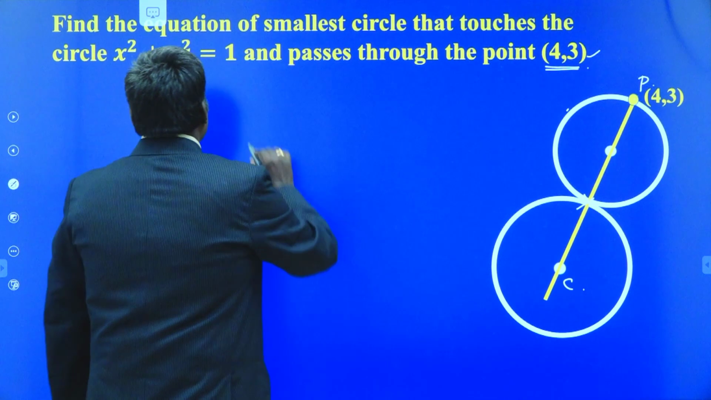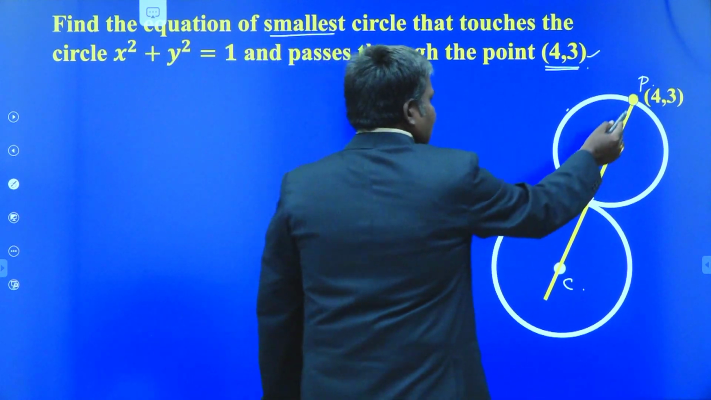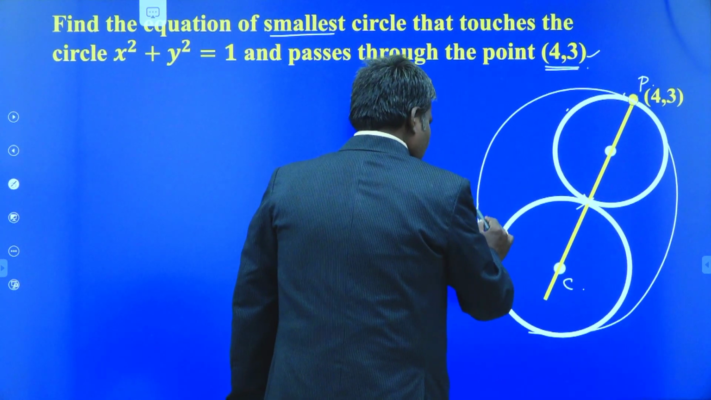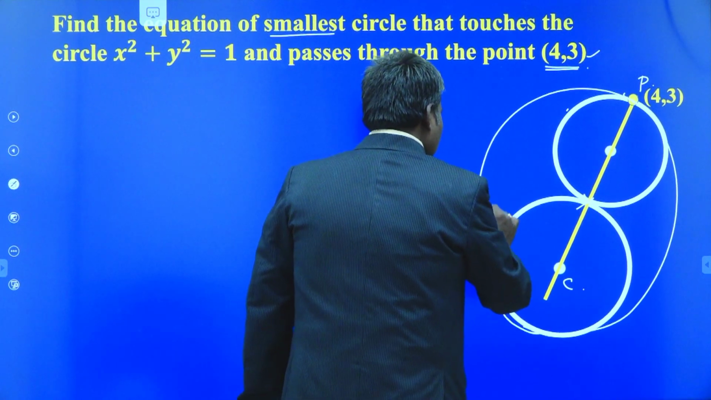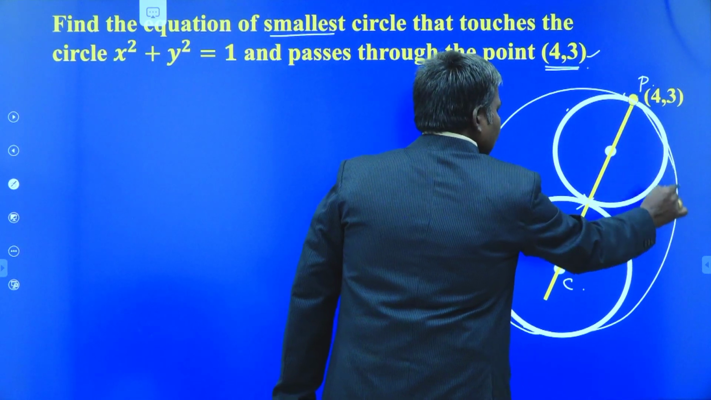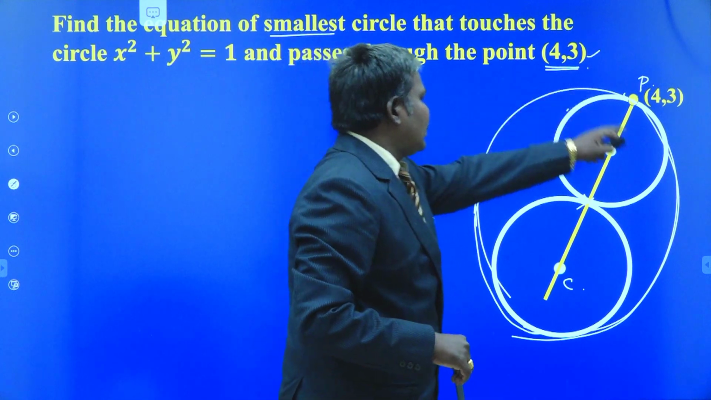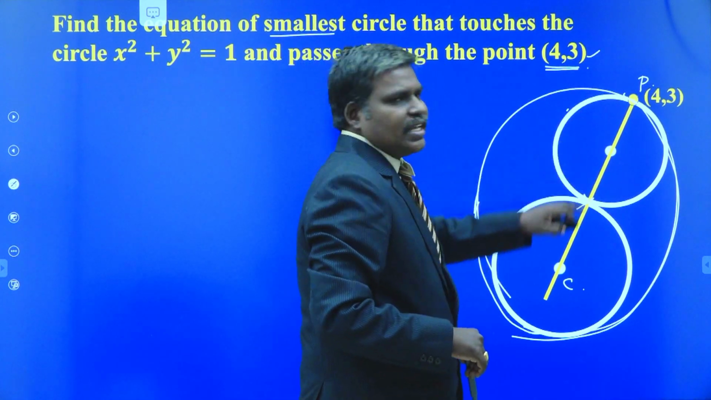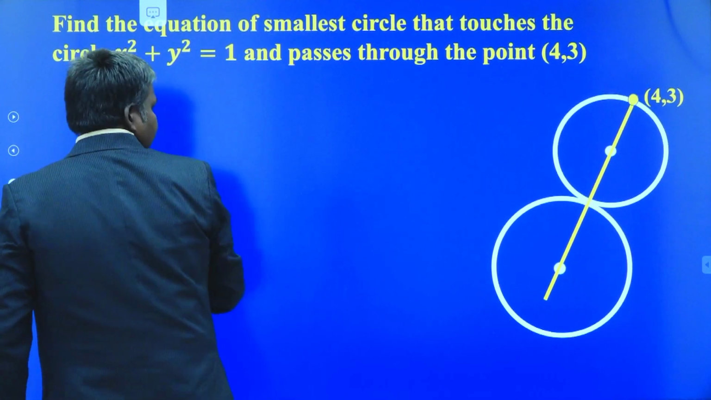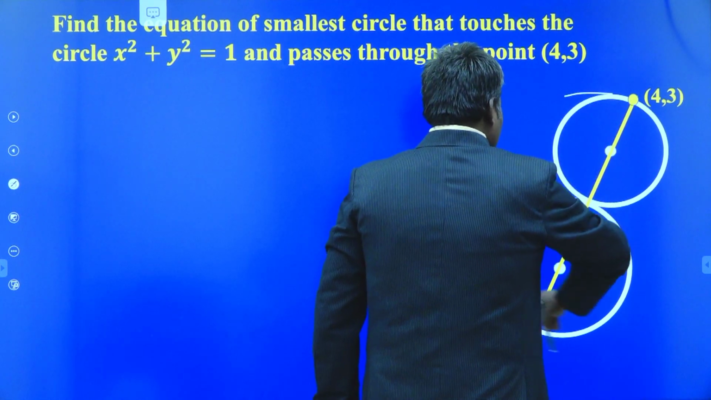Suppose your question is to find the equation of the largest circle, what does that become? The circle may be in this manner. This is your circle. The circle passing through the point and touching the given circle internally gives the required circle. But they are asking for the smallest circle here. If they are asking for the largest circle, you have to prepare in that manner.